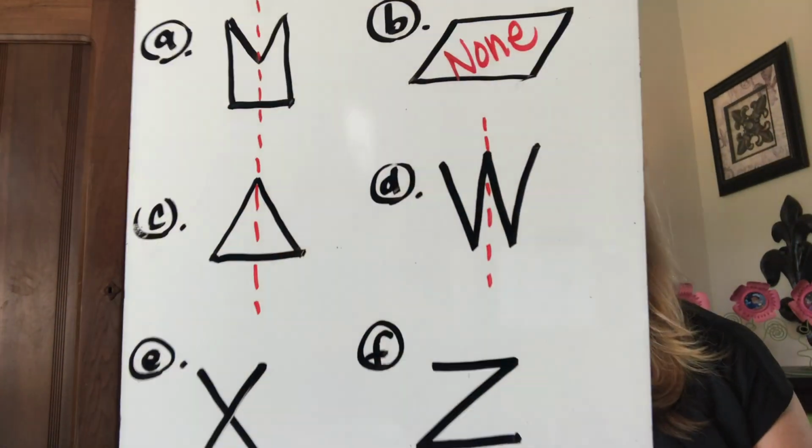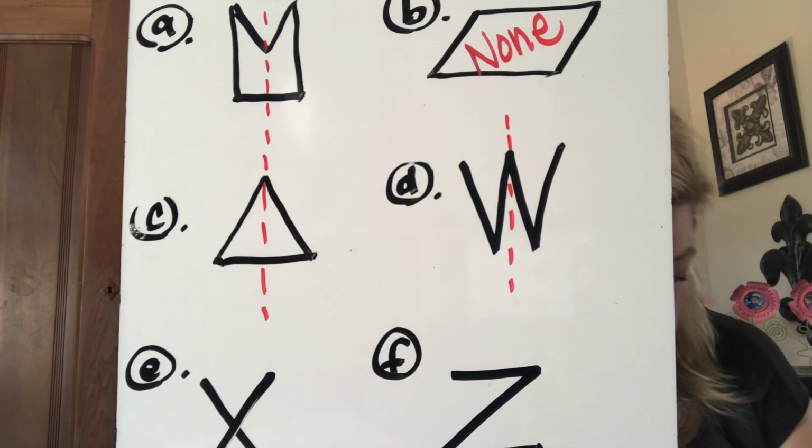All right, how about the letter W? The letter W here, I see one line of symmetry. Violet, what about you? You think you just see one? Yeah, I think so too. Again, straight through the heart.